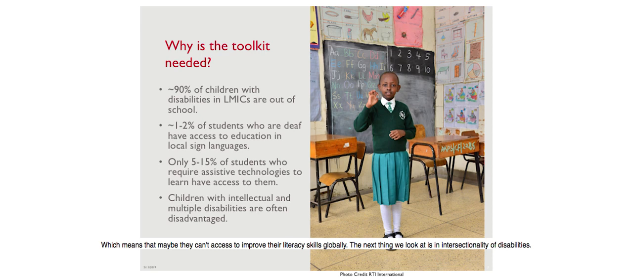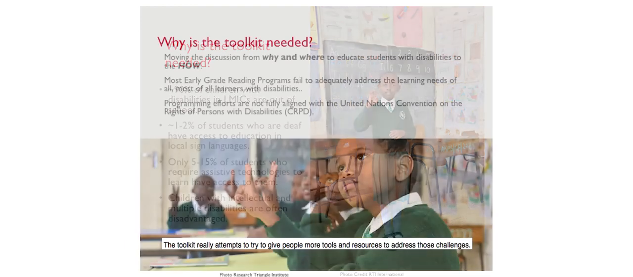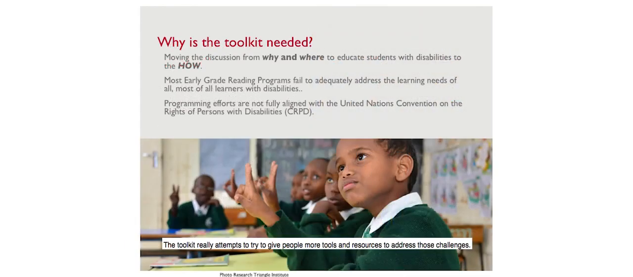The next thing we look at is intersectionality of disabilities. Remember that disability doesn't mean that we have just one. A person might have intellectual disabilities plus being blind, or dual disabilities. Children with intellectual disabilities and many disabilities in that group are often the most marginalized from education and disadvantaged. The toolkit really attempts to give people more tools and resources to address those challenges.